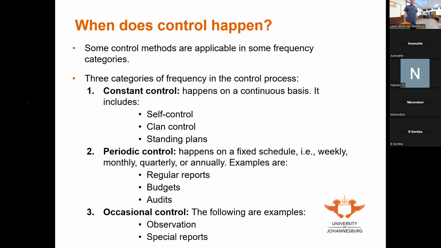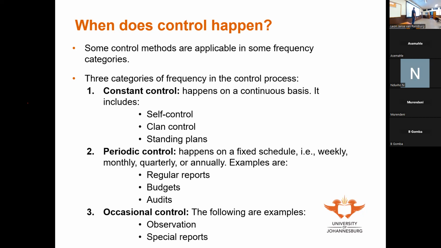So when do we control? We can control in different ways or different frequencies. So there can be constant control, that can be on a system or a process. That's self-control, plan control, standing plans can do that. Periodic control can be like regular reports, weekly, maybe daily. What did you do today? Can be a question to staff that does office work. That's daily control, or it could be weekly.